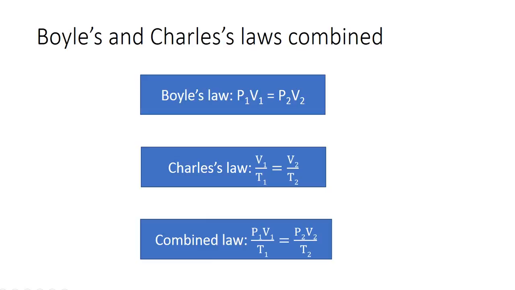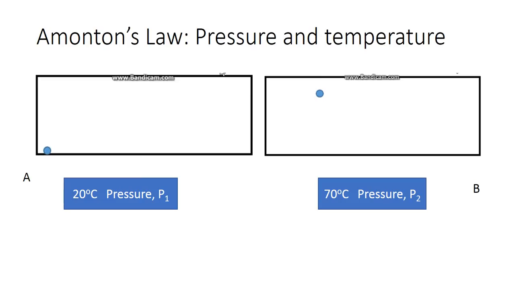Now we have two more laws that we want to deal with, and then in class we'll deal with the most important gas law. Amonton's law. This is a pressure and temperature law. It is a variation of Charles' law. So let's check the animation.